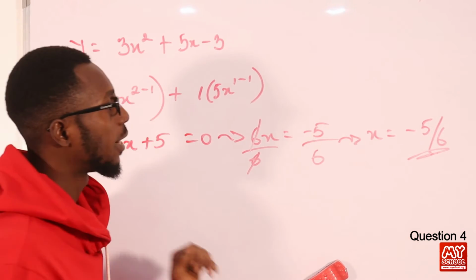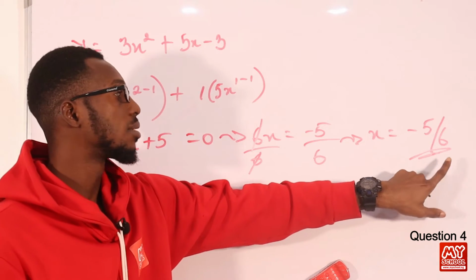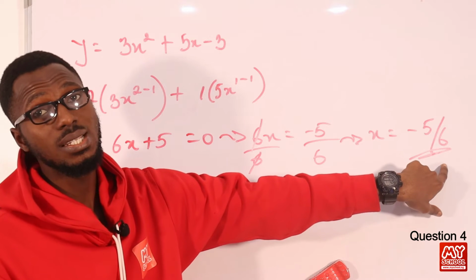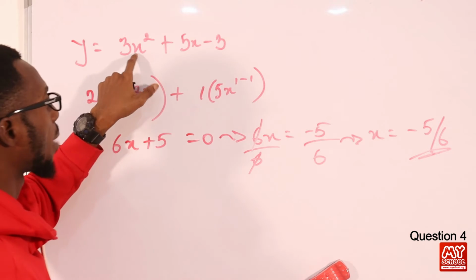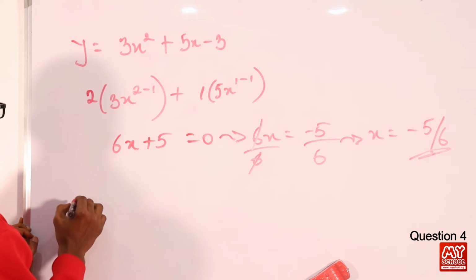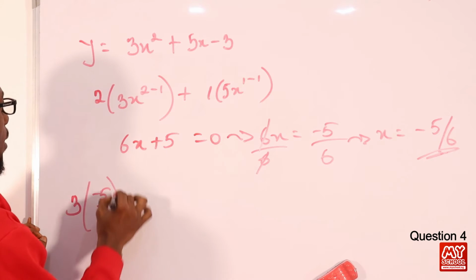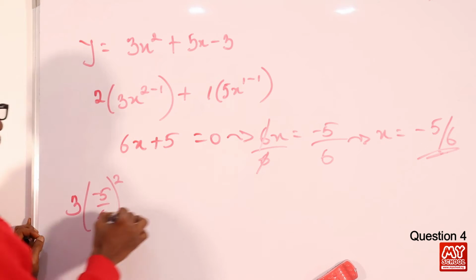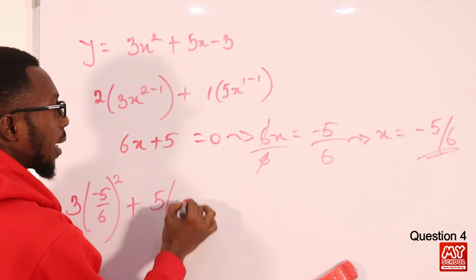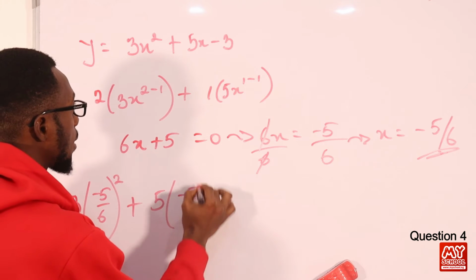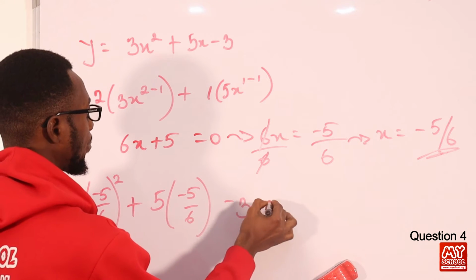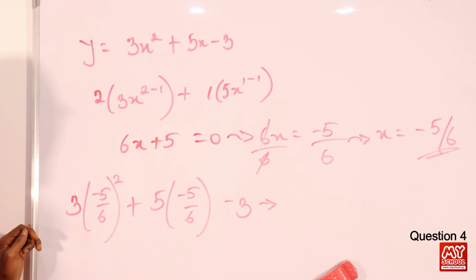So to find the maximum value of y, to be at this point, when x is minus 5 over 6. So we just slot that back into this equation. So I should have 3 into brackets minus 5 over 6, squared, plus 5 into brackets minus 5 over 6 minus 3. So what should I have?